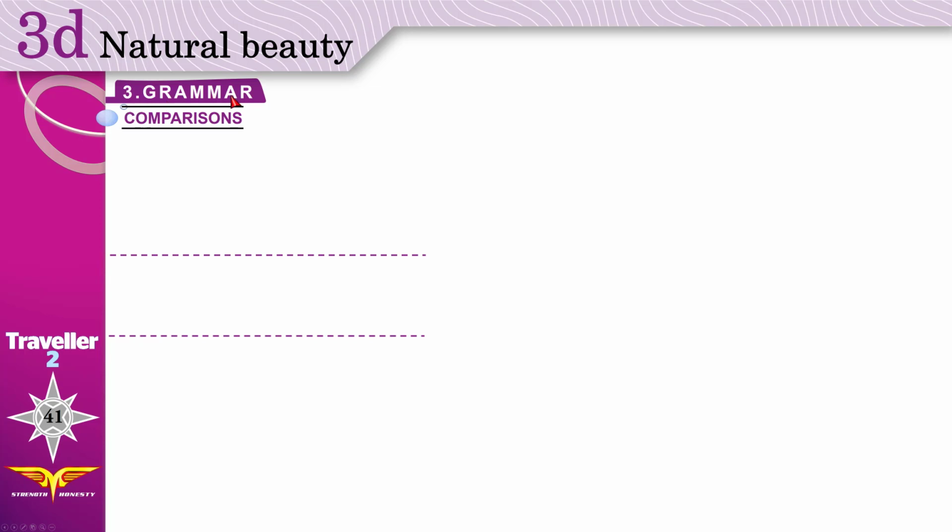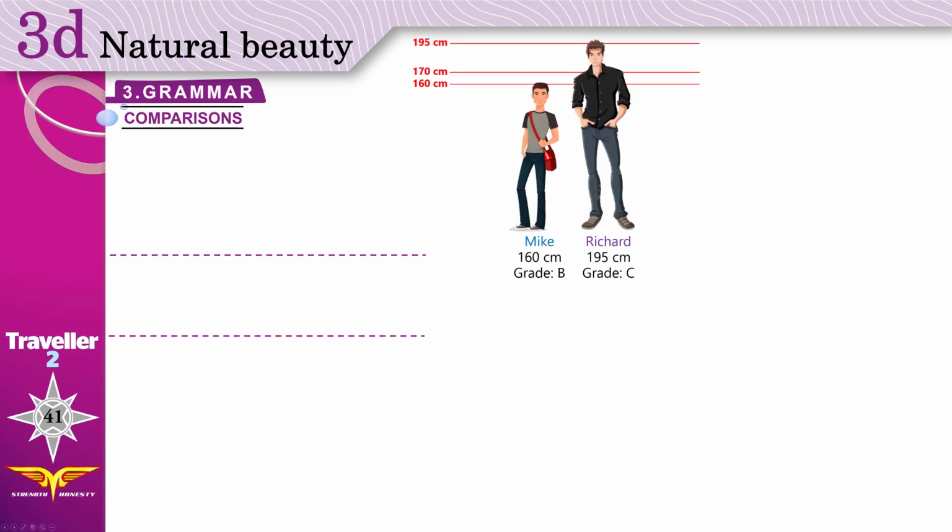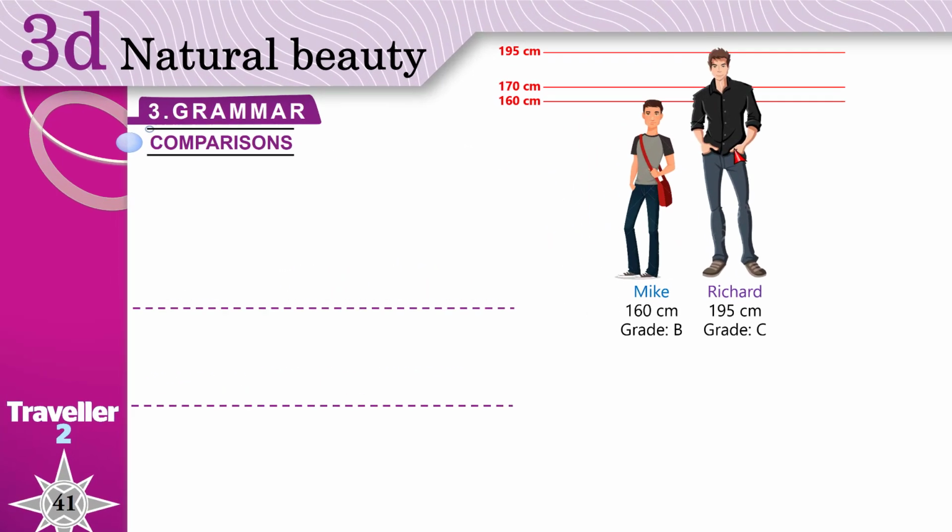3. Grammar. Comparisons. When you have two people or more, and you want to see who is taller, who is better, that is what we call comparison. We compare between them. Now let's compare between the two.